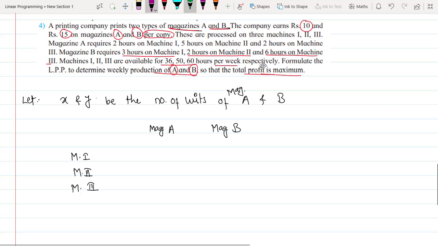So magazine A requires 2 hours on machine 1. So these are 2 hours. 5 hours on 2, and 2 on 3. See, this is very important. You should not get confused about which number is to be written in which row and column. It should go with respect to row and column. Magazine B requires 3 on 1, 2 on 2 and 6 on 3. So it is 3, 2 and 6.